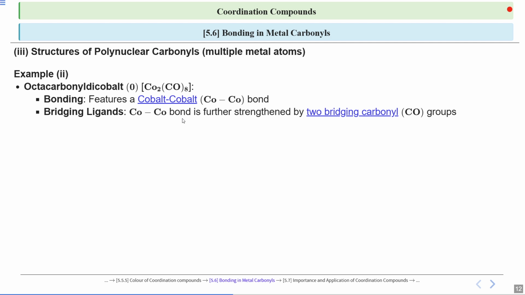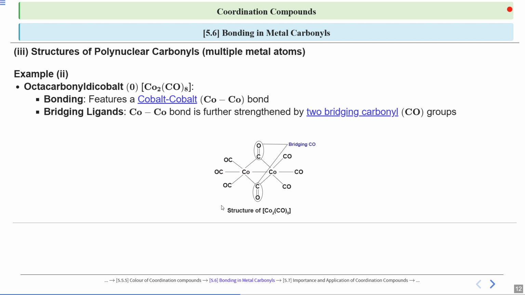Let's see how. This is the structure for octacarbonyl dicobalt(0), Co2(CO)8, where this cobalt-cobalt bond is included. And there is a bridging formed between the cobalt-cobalt bond by the carbonyl, C double bond O group. So we are calling them bridging carbonyl or bridging CO. This is going to strengthen this structure, and the other 3 carbonyl groups are attached to this cobalt in this manner.